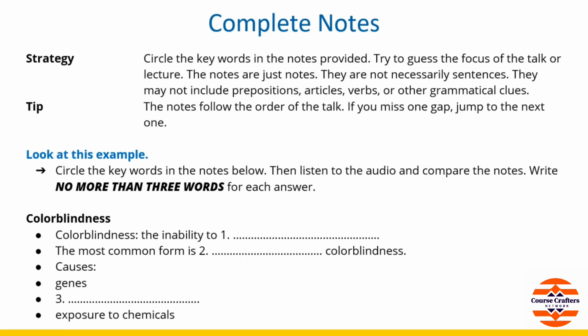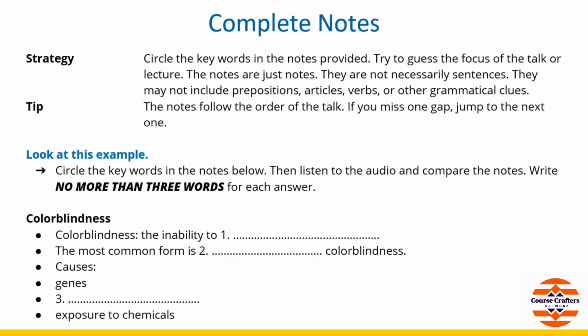So for example, here we have a topic about color blindness. And as you see, color blindness, and then you have the following words such as the inability to, and you have to fill out the inability to do what. As you see, in this case, we need a verb. The next sentence we have, the most common form is to and gap color blindness. And as you see, it's describing what kind of color blindness. So you have to listen for the adjective that will be describing the most common form of color blindness.